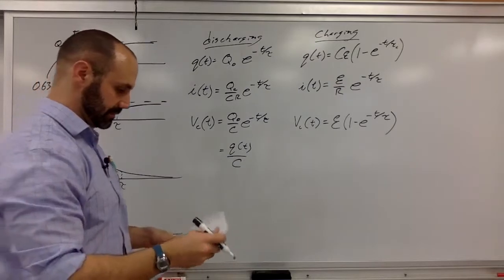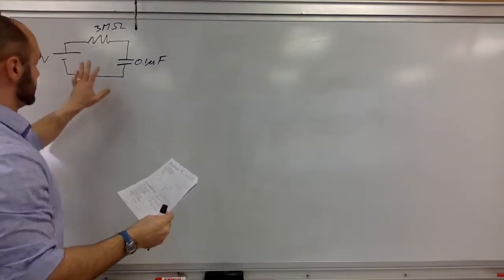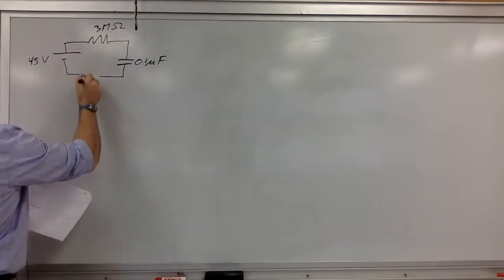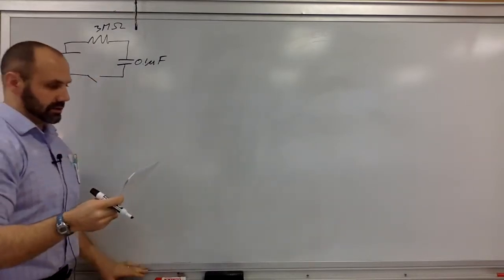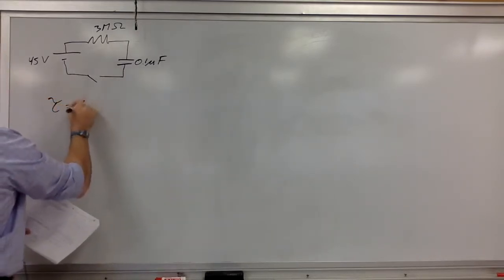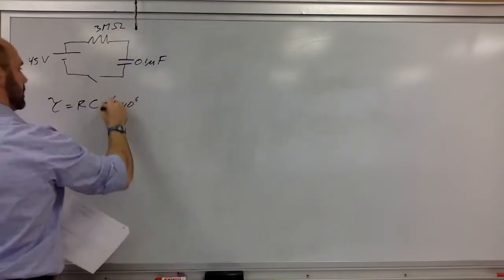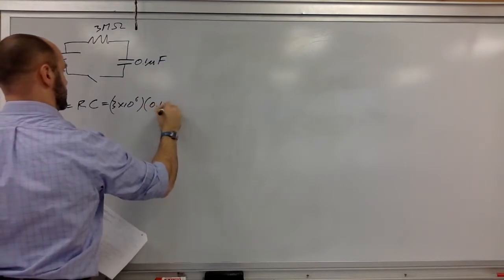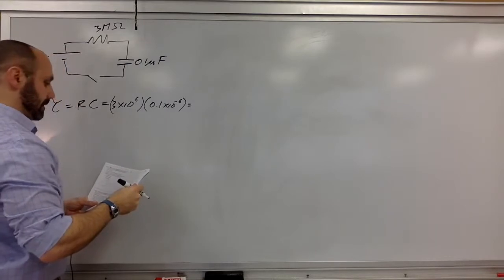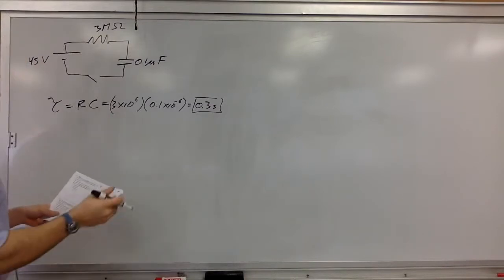All right, so let's take a look at some examples. Here we've got an uncharged capacitor, and we've got a switch here. That's the switch. The first thing is to draw the circuit and calculate the time constant. The time constant, tau equals RC, so that's 3 times 10 to the 6th, 3 mega ohms, times 0.1 times 10 to the negative 6. And so this gives me 0.3 seconds. Okay, so that's the time constant.